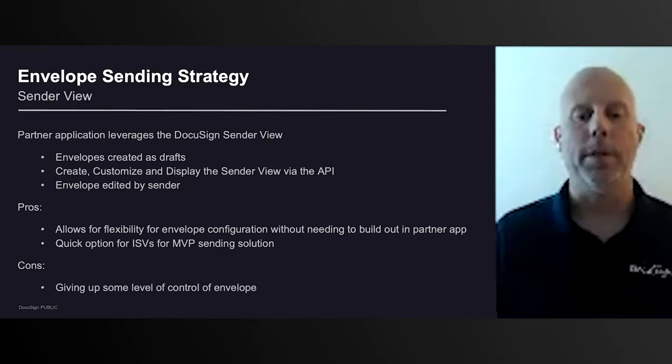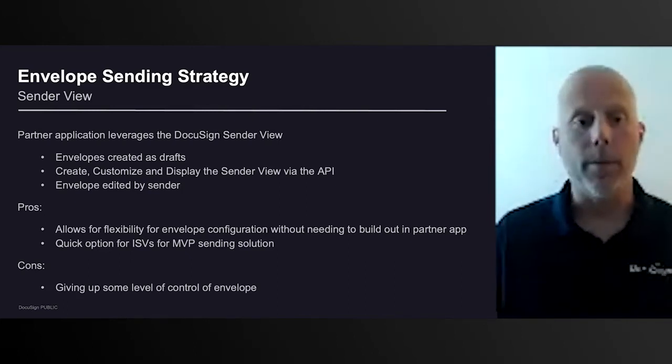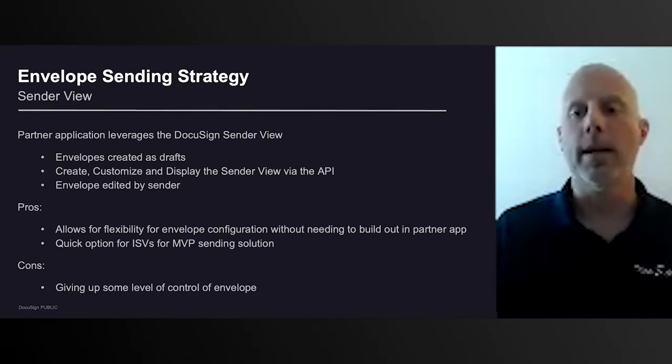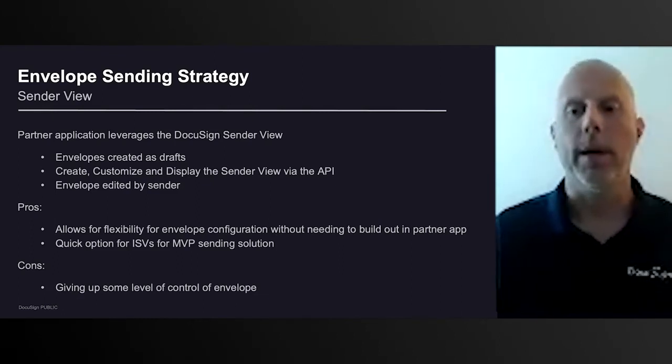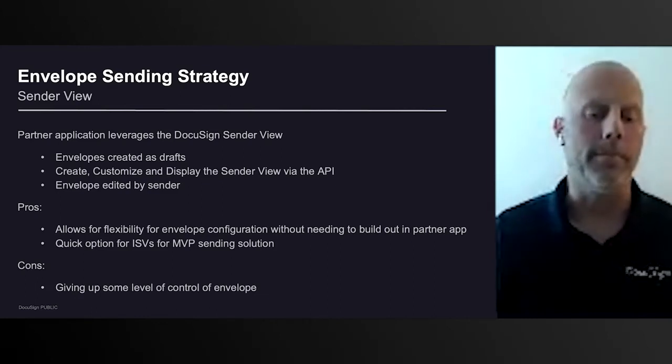And again, this is a quick option to get that MVP out as well. But again, you can have these different options coexist. We do have a lot of integrations. We have integrations ourselves where you can actually choose send from the app, or, I want to go edit the document, or I want to edit the envelope before sending in DocuSign.